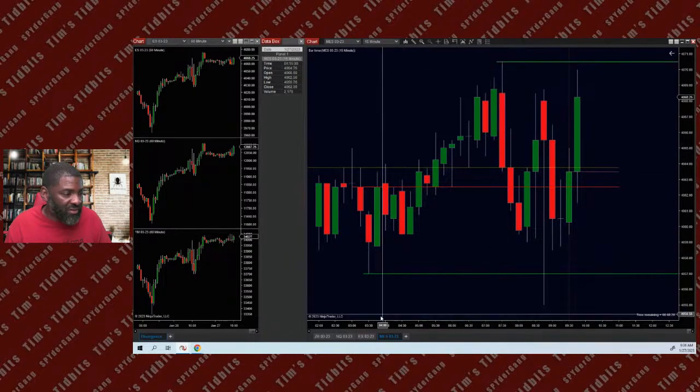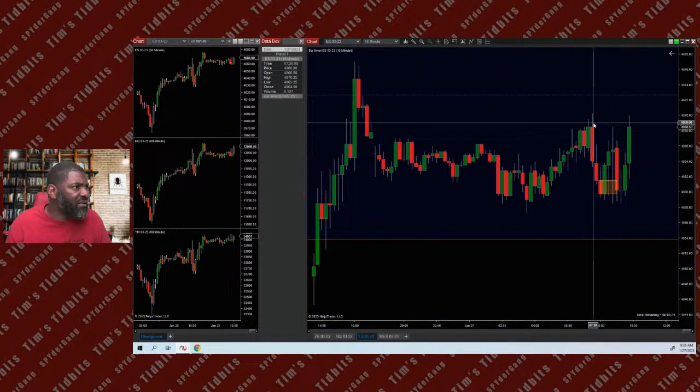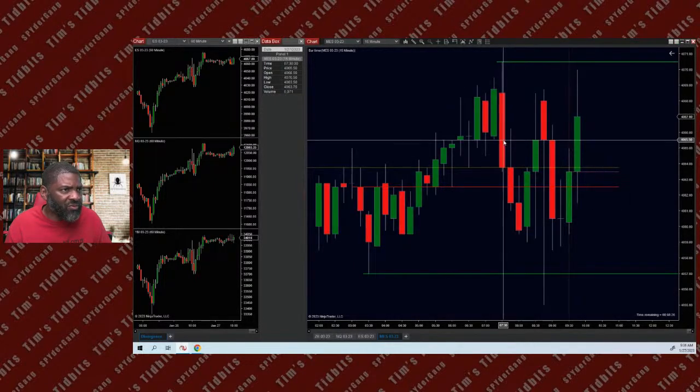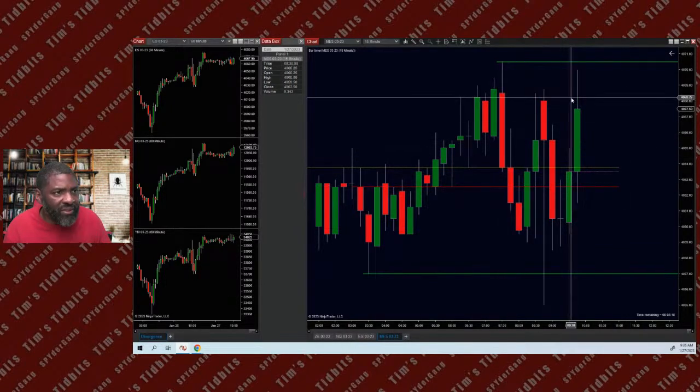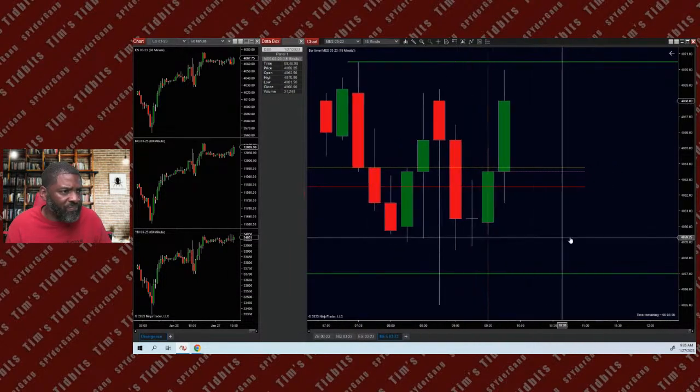How far off is the top and the bottom? What's the high on this wick right here? 4070.25. The high on this wick right here is 4070.50. Okay, one tick. That's not bad. We just took out the short-term buy side right here.